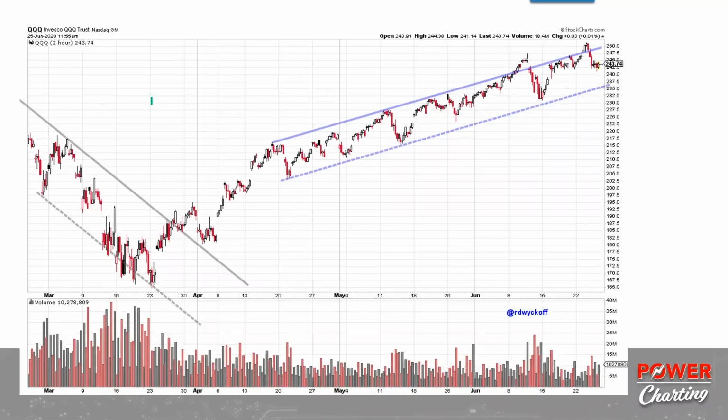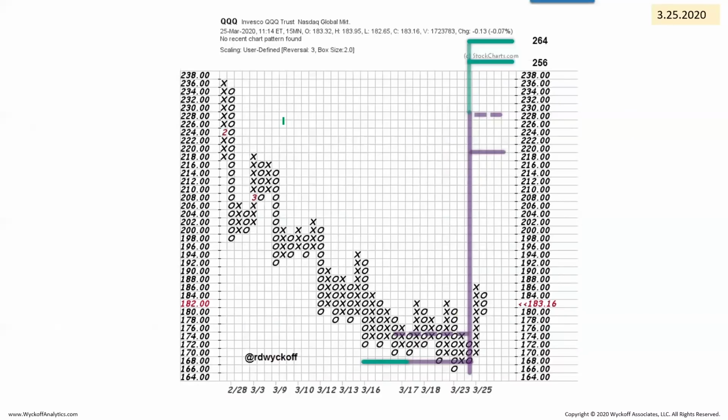Here is the Qs 2-hour chart, a beautiful trend channel. This is reverse use of trend lines. We draw the trend line here and here, and you can see overbought here in early June, and overbought again into late June. Now we're back into the channel. We'll watch really closely to see if the Qs have a change of character and become weak out of this trading range area.